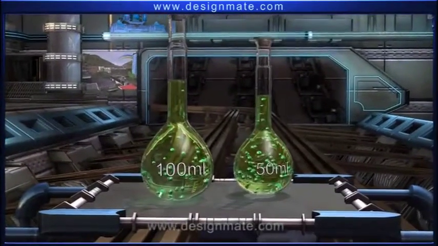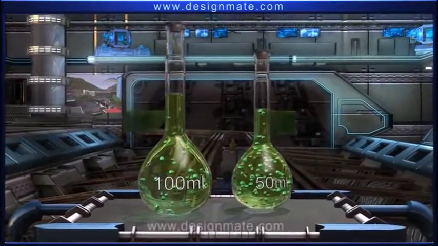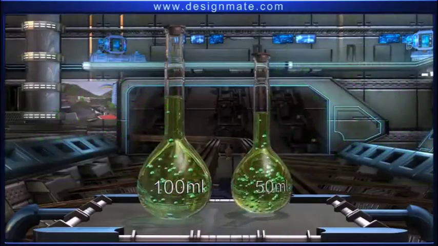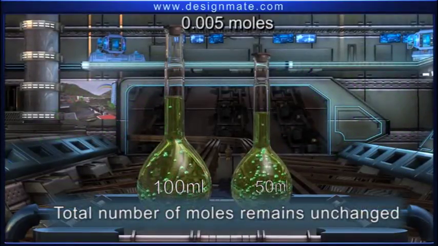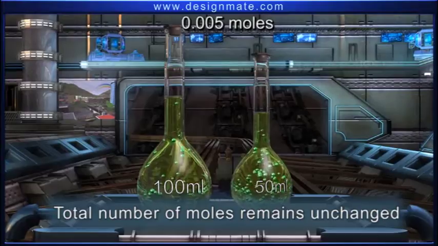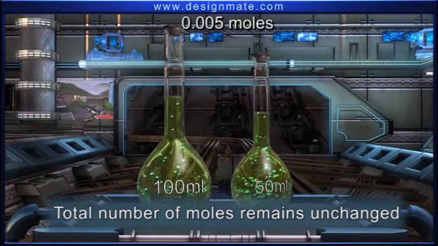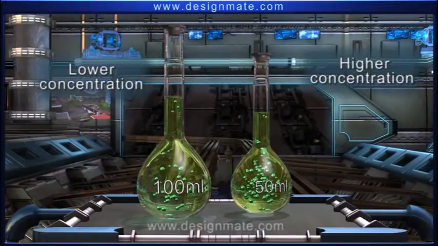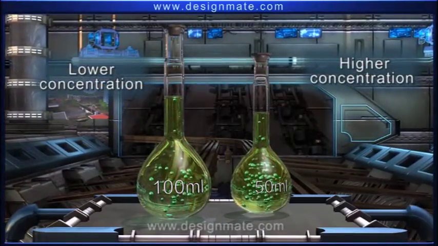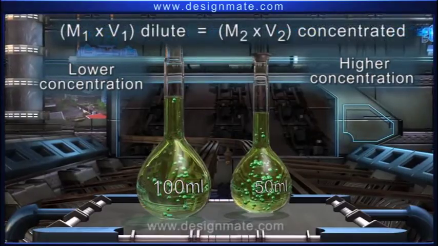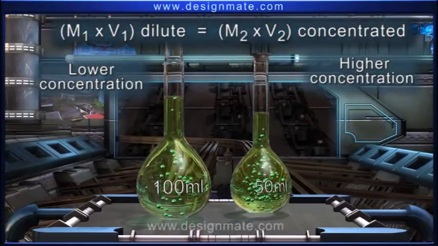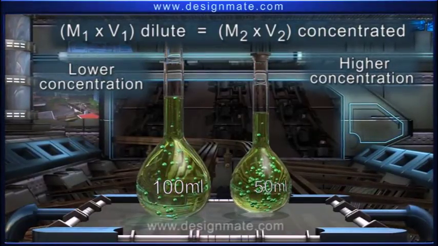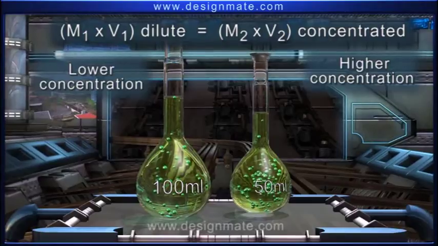This implies that dilution reduces the number of moles of the solute per unit volume. However, the total number of moles present in the 50 milliliters and the newly prepared 100 milliliters NiCl2·6H2O solution remains unchanged. Using this fact, we can prepare a solution of lower concentration with the help of a solution of higher concentration. Using the formula, the product of molarity and volume of the concentrated solution is equal to the product of molarity and volume of the diluted solution.